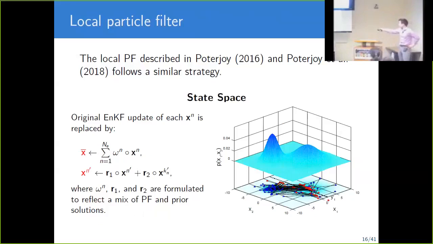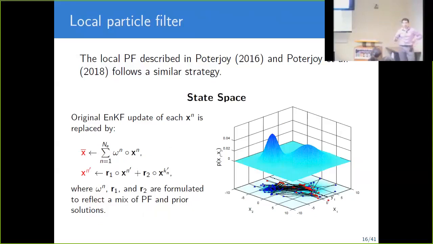For the perturbations about the mean, the update is given by a weighted sum of prior perturbations and perturbations from your sampled particles. These coefficients R1 and R2 are functions of omega_n, so when omega_n changes, so do R1 and R2. This step is entirely dependent on what omega_n is, and I'm going to go into more detail on what those vectors look like in the next couple of slides. What this step does is come up with a state space update that is supposed to reflect a mix of the particle filter and prior solutions.